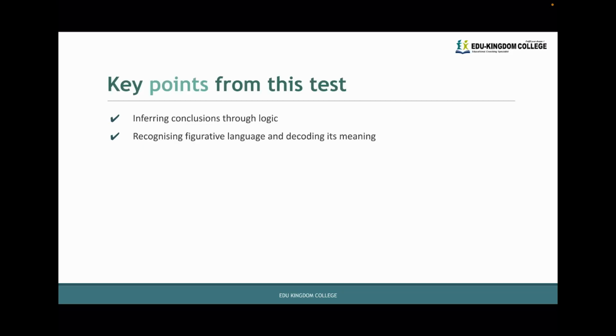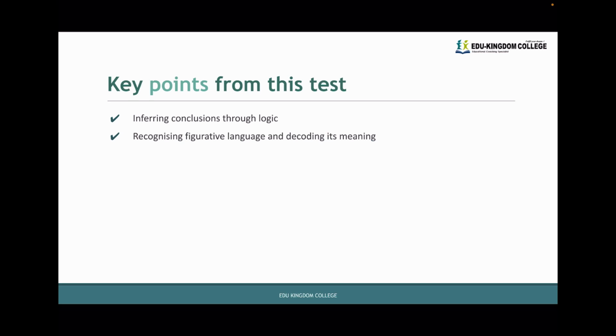So before we begin the test, I just want to put in some key points for this video. Firstly, I'd like us to try to infer conclusions through logic. What I mean by this is that I'd like us to use our own reasoning sometimes, because sometimes the text isn't really direct with what they want us to know. Sometimes they'll try and say it to us in a creative or figurative form, which is really great in text. But sometimes, if we don't completely understand it, we might have to use our own reasoning and our own judgment to figure out what's going on.